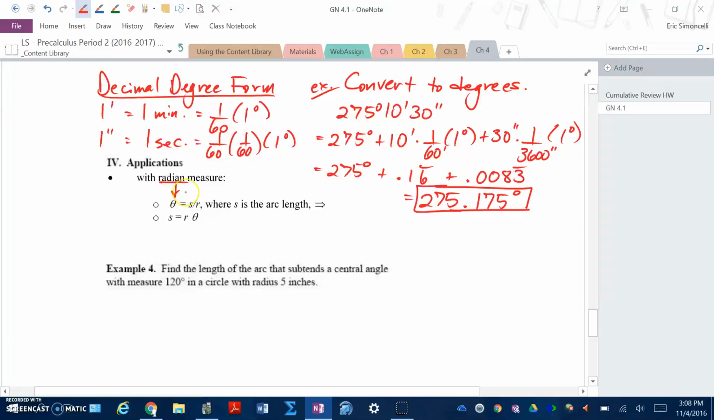This is again used to calculate an actual radian in our derivation in the beginning of 4.1. Example 4. Find the length of the arc that subtends a central angle with measure 120 degrees in a circle with a radius of 5 inches.